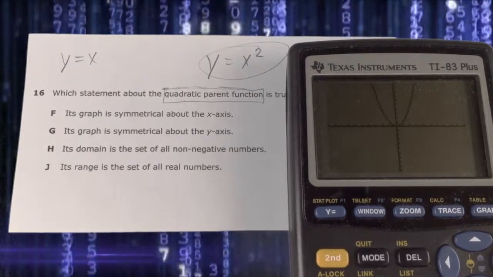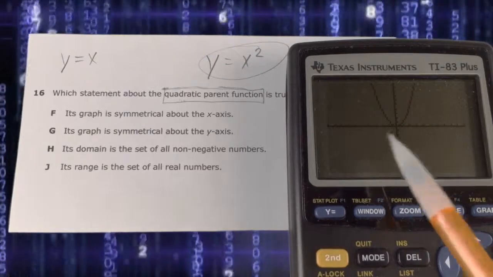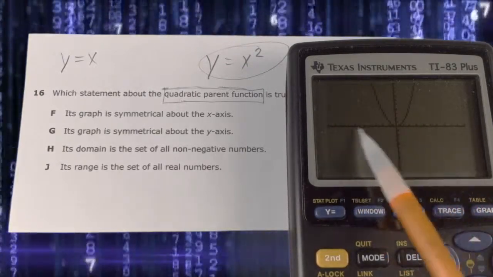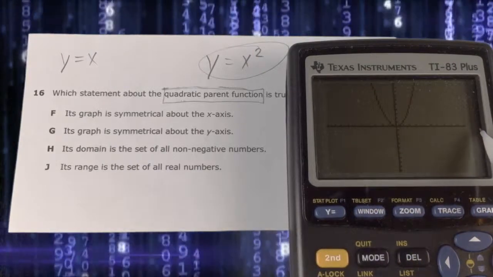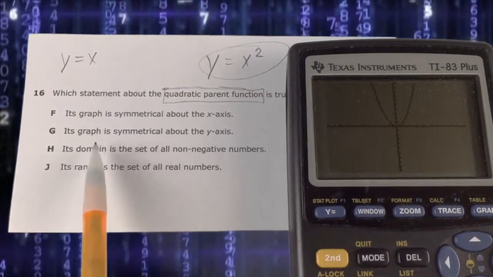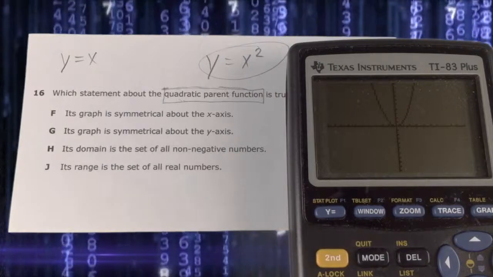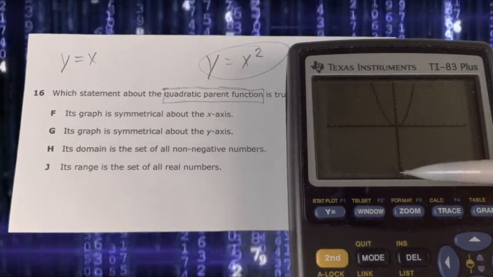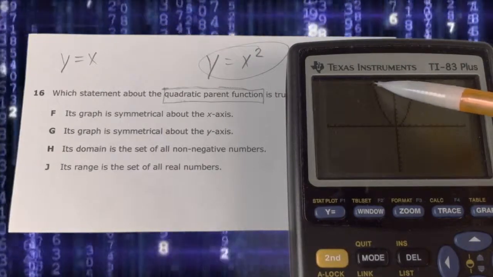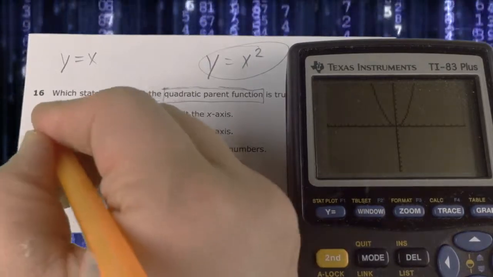Choice F says its graph is symmetrical about the x-axis. Here's the x-axis. That does not cut it into two equal mirror-like pieces, so no, it's not symmetrical about the x-axis. Choice G, its graph is symmetrical about the y-axis. Okay, here's the y-axis. And yes, it goes straight through the middle. We have a mirror-like side here and here. They are mirrors of each other, so it is choice G.